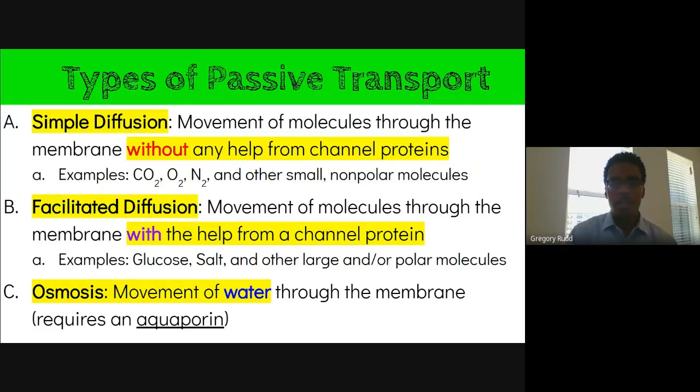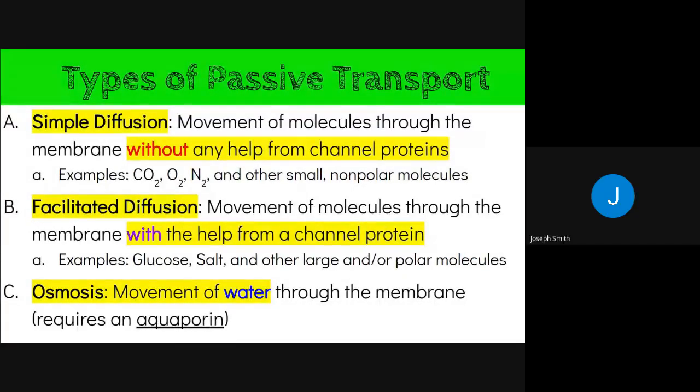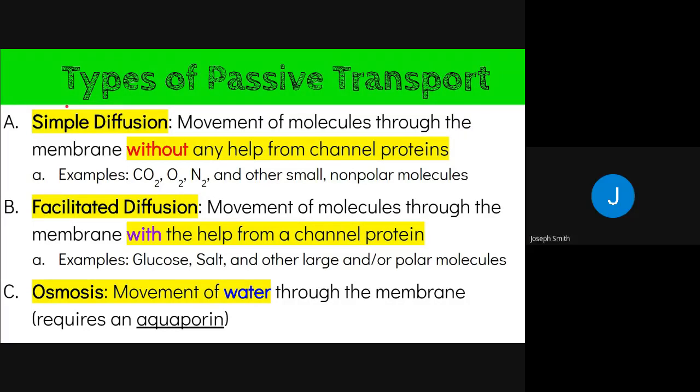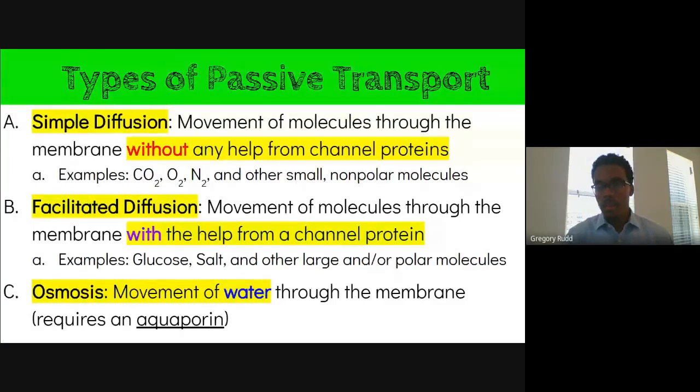Was that Joseph? Joseph, you're a little quiet. Can you read that? And then Anthony, you can do the next one. But Joseph, you were a little quiet that time. Can you get closer to your microphone, maybe? Movement of molecules through the membrane with the help of a channel protein. And can you read the examples as well? Glucose, salt, and other larger polar molecules. Excellent. Thank you so much.